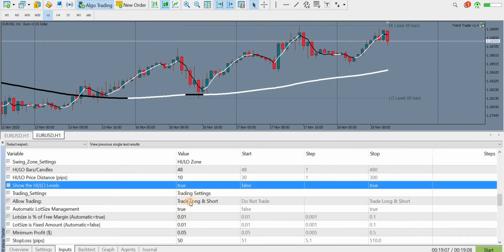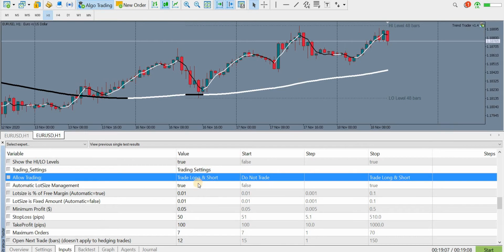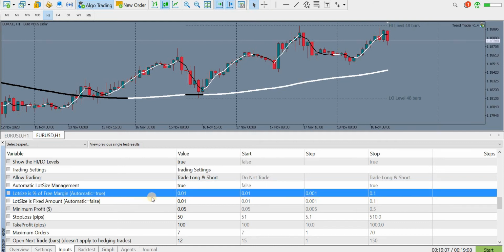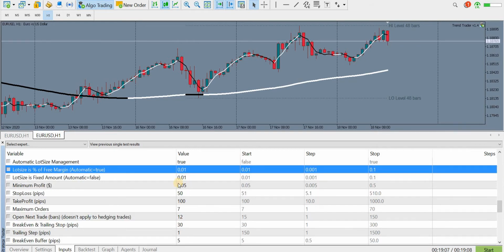What else in these settings? I'm trading long and short. I'm using the automatic lot size management. Again, for this testing, it's a small account of $1,000, and the lot size is 1% of the account.